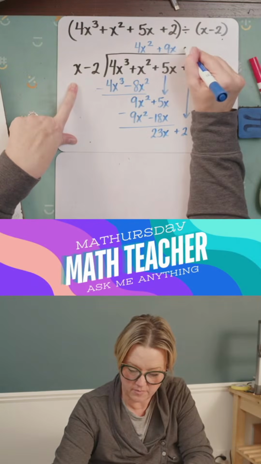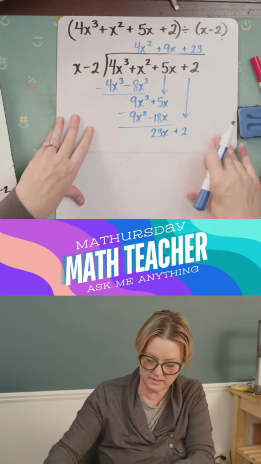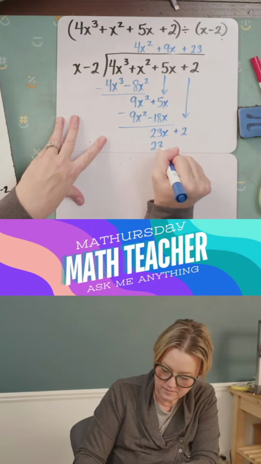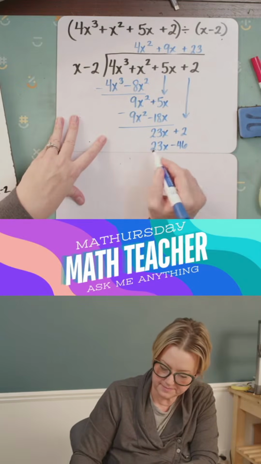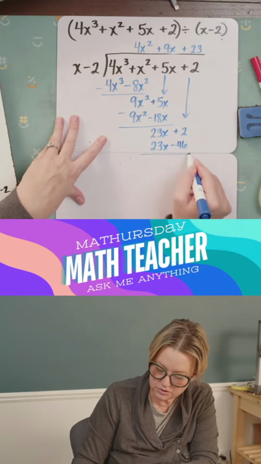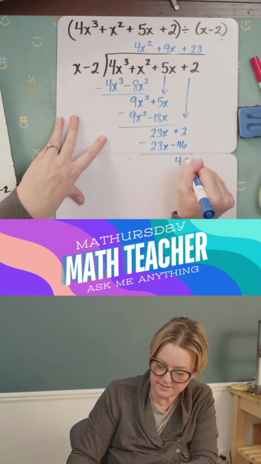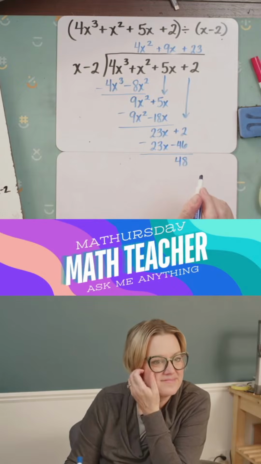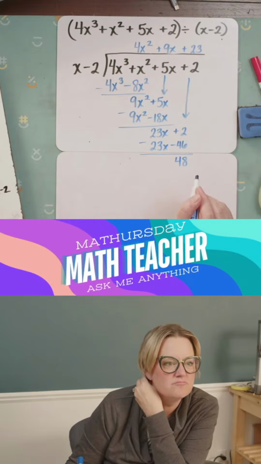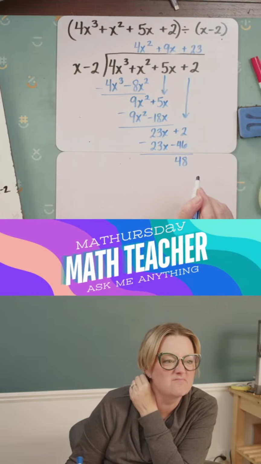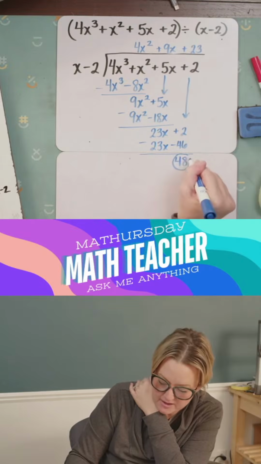X, it's going to be plus 23. 23x minus 46, so that's going to be 48. Okay. Yeah, this is definitely algebra 2. This is probably like 10th grade. Yeah. Okay, so 48 is my remainder.